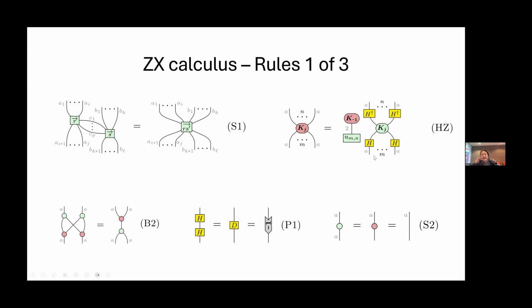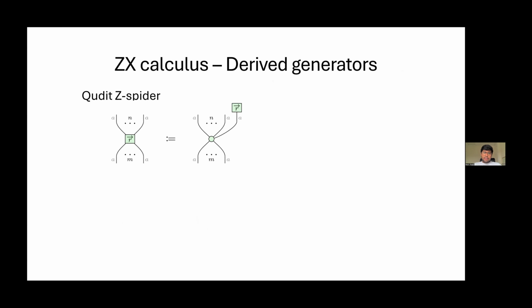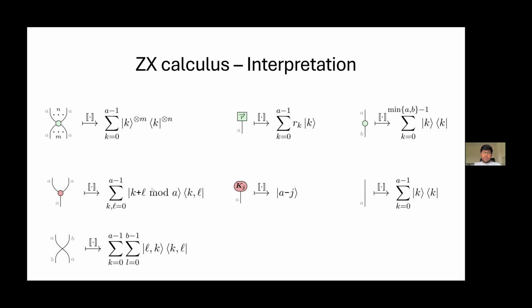Oh, so I can think of the HZ rule as a way to define the X spiders. Yes, but if you change the generators here to include the Hadamard box, then you can think of the HZ rule as the definition of the X spider.